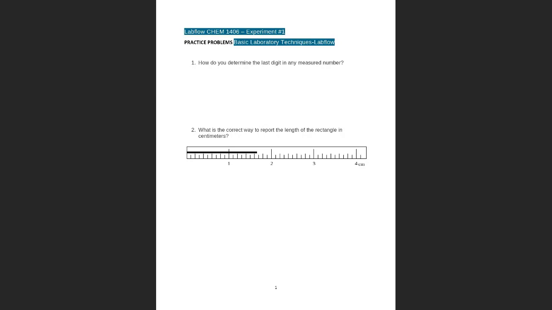How do you determine the last digit in any measured number? Who can tell me that? What is the last digit of any measured number? The last digit is the estimated digit. And we need to estimate the last digit based on the distance between the smallest markings. This is what we mentioned before. Okay, and we know that if it's a digital balance, the estimated digit is still the last significant figure in the measured number.